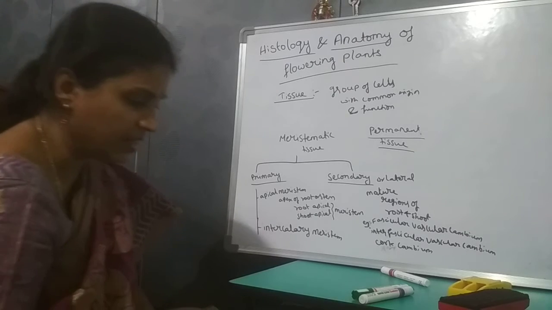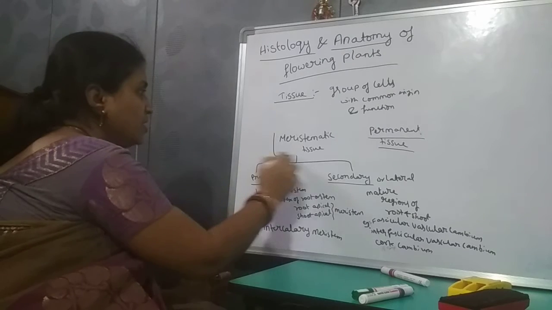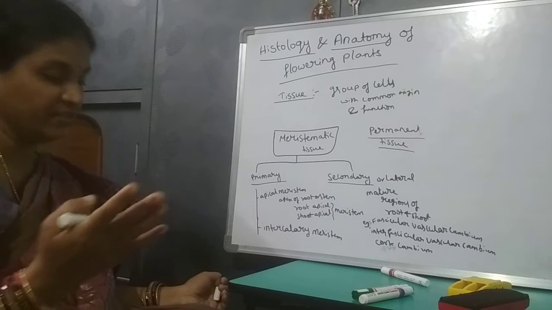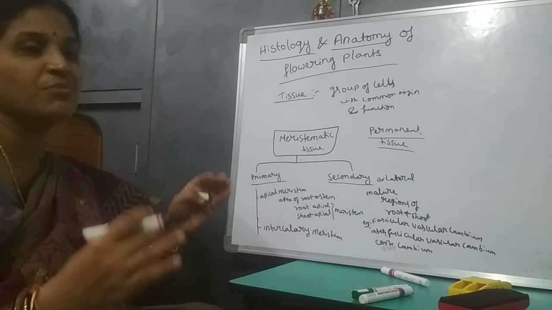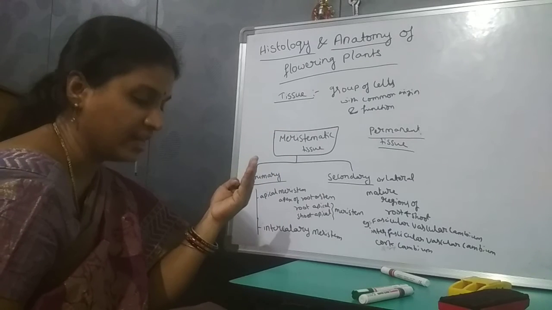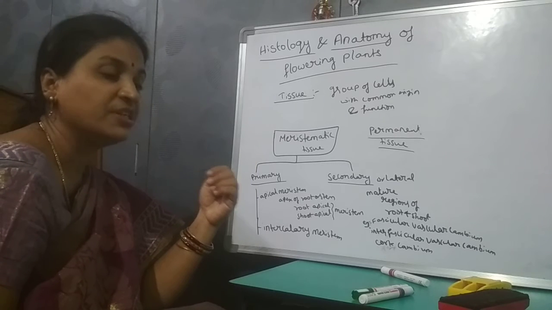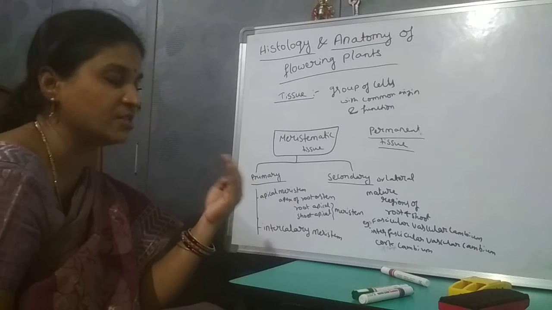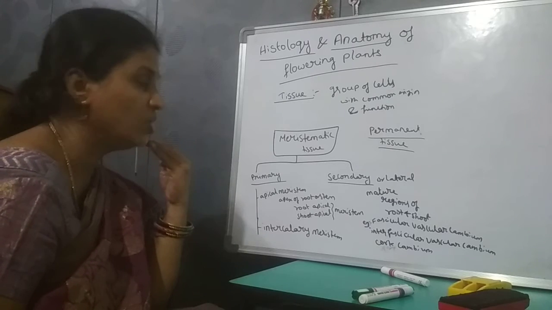Then these permanent tissues. This is about the meristematic tissues: the tissues which contain cells that actively show cell division. Then permanent tissues are those which stop cell division, mature, and perform a specific function. These permanent tissues are of many types: simple tissues and complex tissues, present in the epidermal tissue system, ground tissue system, and vascular tissue system. They are structurally and functionally specialized and lose the ability to divide.